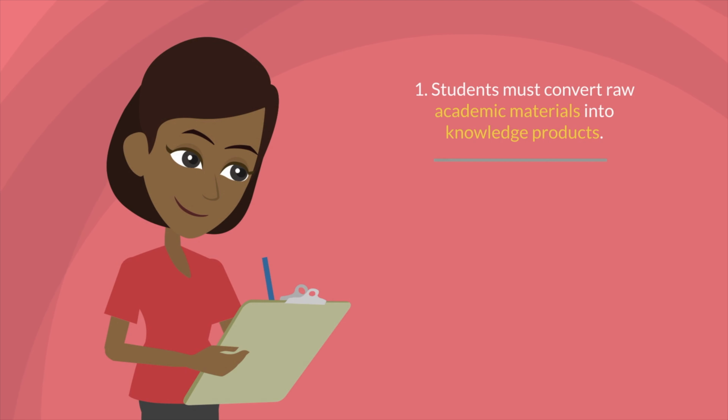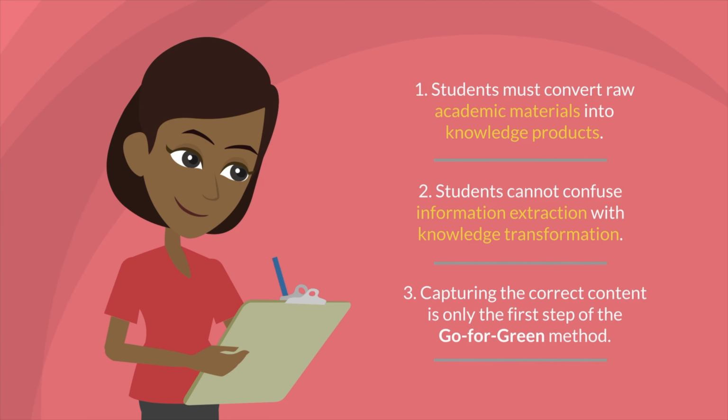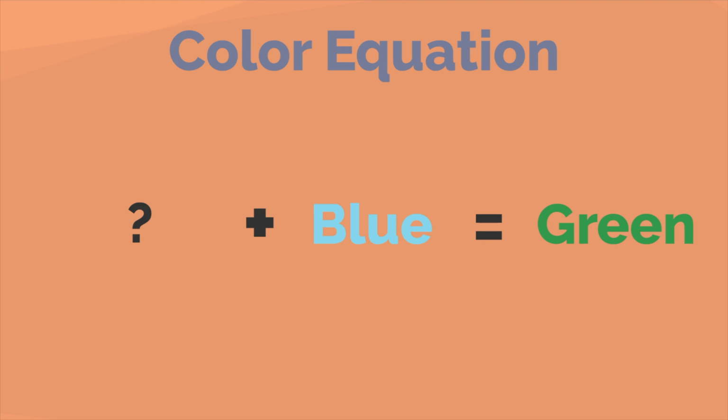Number 1, students unnecessarily struggle in courses because they don't know how to construct their learning. Number 2, students misdiagnose their problems by wrongly confusing information extraction. And number 3, even when students capture the correct information, the topic and the content, this is only the blue coloring of the Go for Green method. Next, we introduce the most critical component of constructive learning. It's the yellow in our color equation.